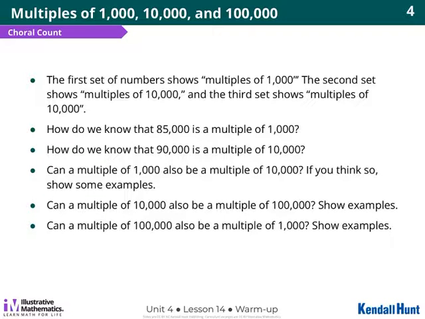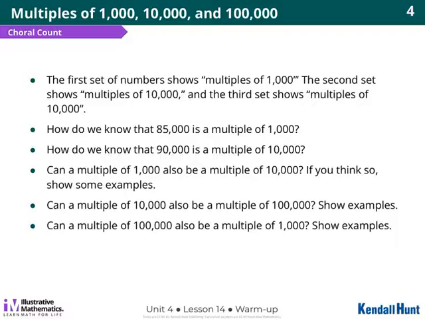So, can I count by 1,000 and say 100,000? Yes. Oh, wait a minute, Braden. Now I'm thinking. No, you can't get to 1,000 if you count by 100,000. Why is this confusing me? It says, can a multiple of 100,000 also be a multiple of 100,000?